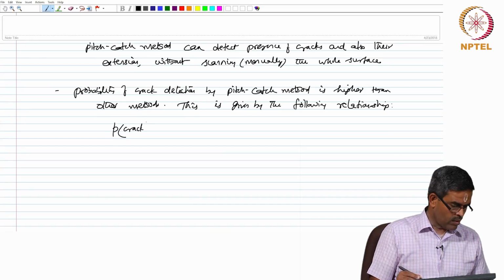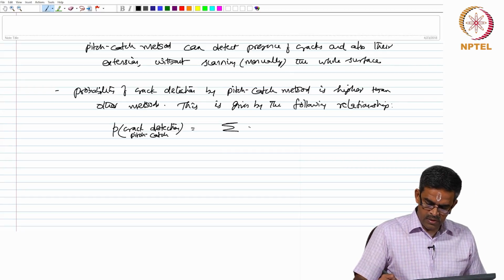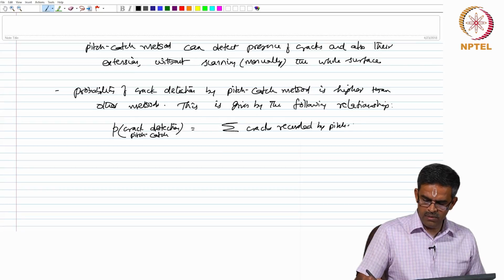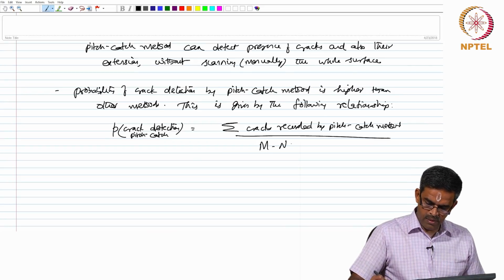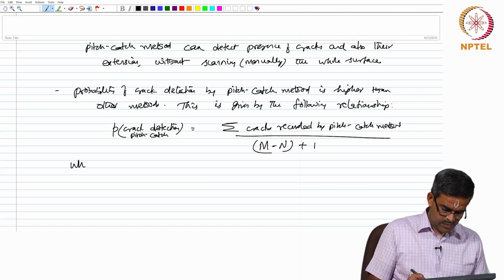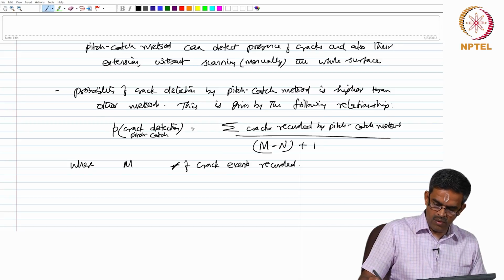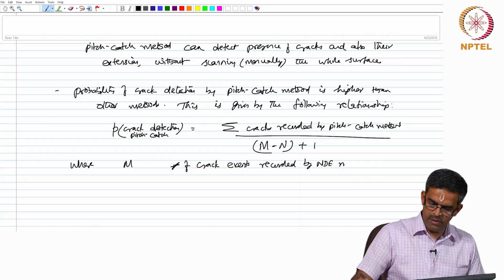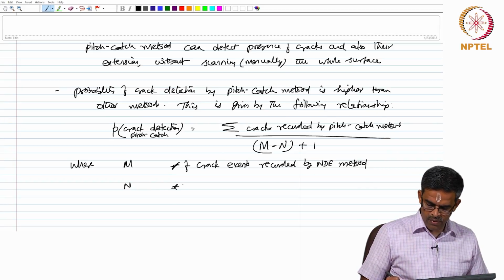Probability of crack detection by pitch catch method is equal to sum of cracks recorded by pitch catch method divided by m minus n plus 1, where m is the number of crack events recorded by non-destructive evaluation method, and n is number of serial events.